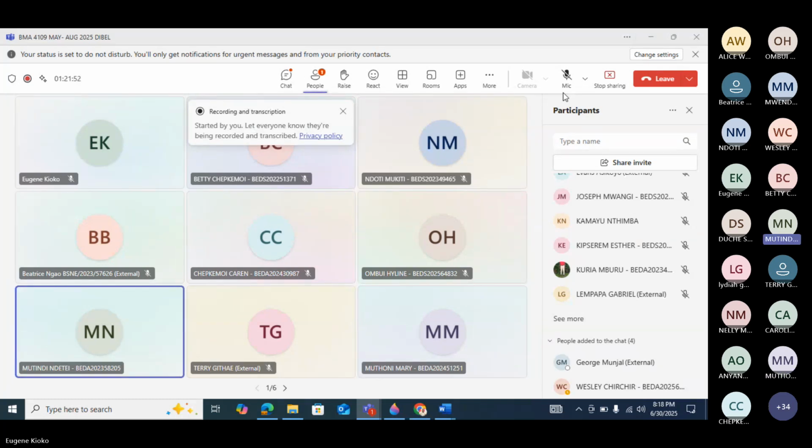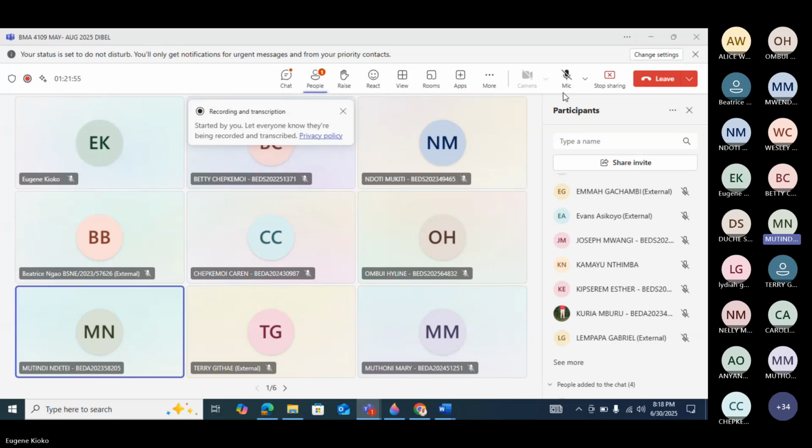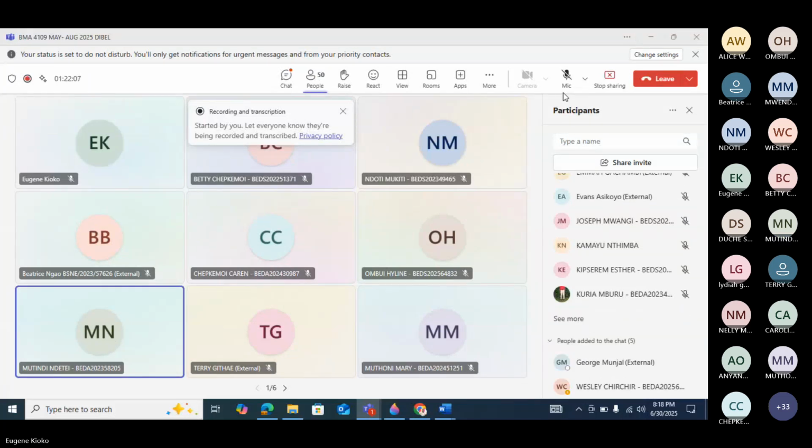Like for example, we have that paper that you are given. When you go to question 2A, ukipewa ikiwa hivyo unafanya nini? You set an example or what do you do?